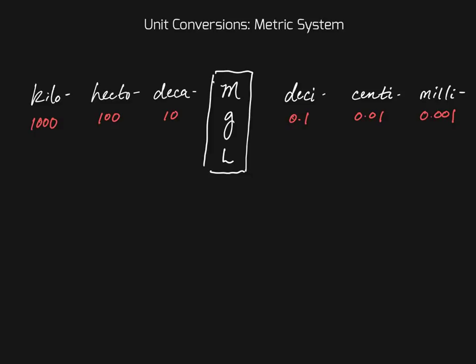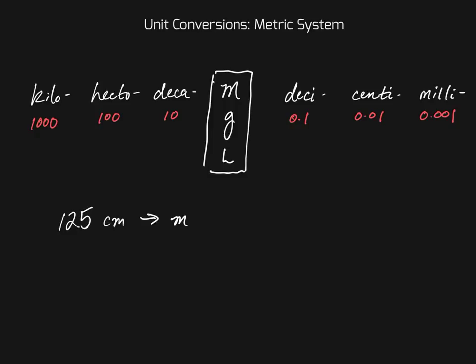Now, to convert within the metric system, we need to know where we start and where we end. The best way that I can show you this is through an example. Let's say that we have 125 centimeters, and we want to convert that into meters. So where are we starting? We're starting at centimeters, and we need to go to meters. So we know that we have to move left. But how many spots do we have to move? We're starting here at centi, and we're moving 1, 2 spots to the left.